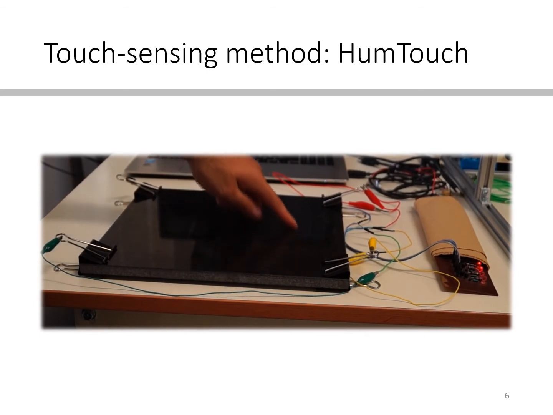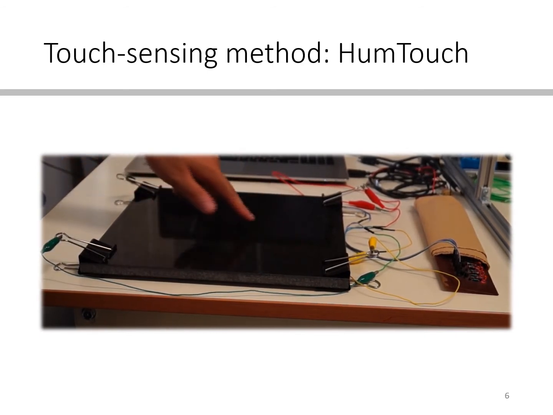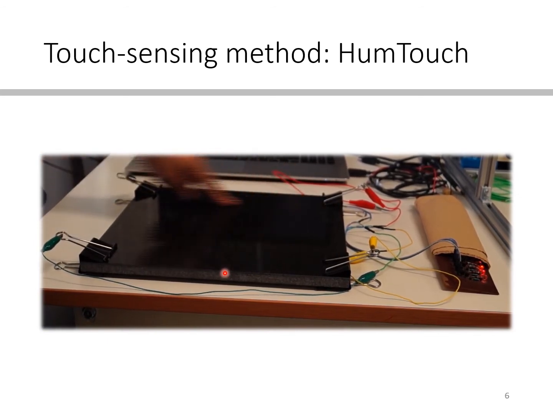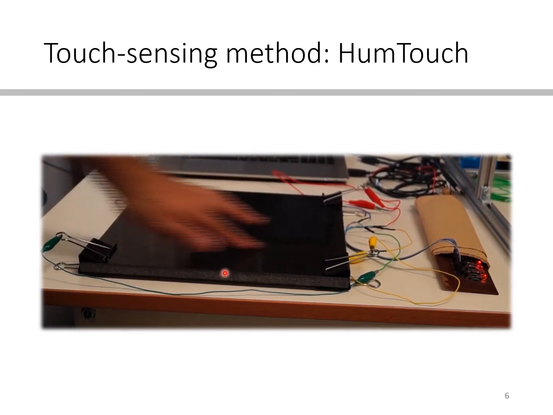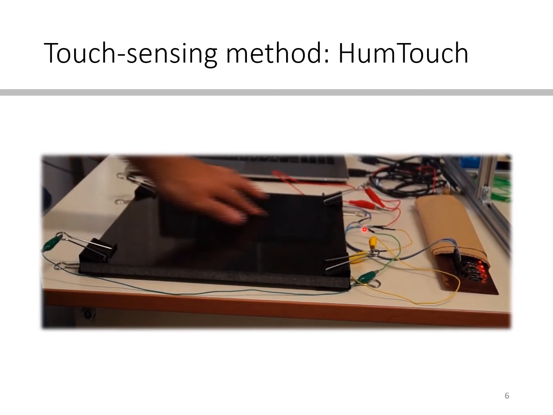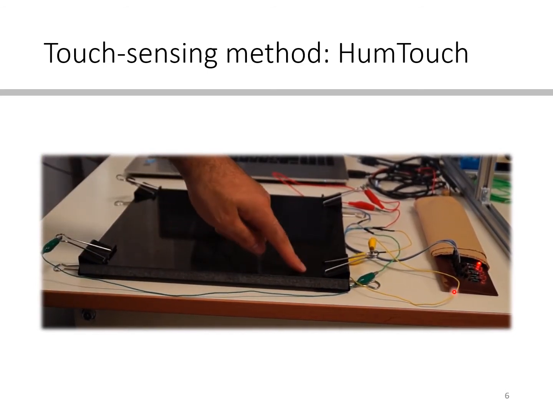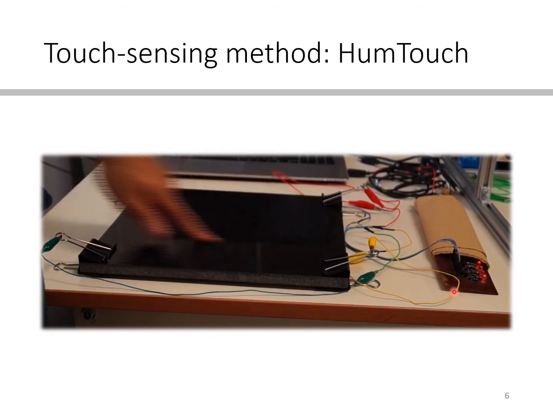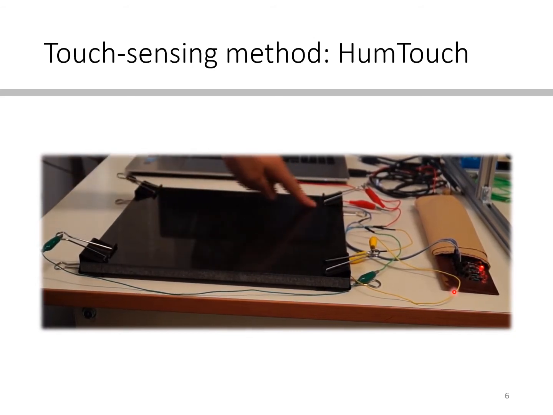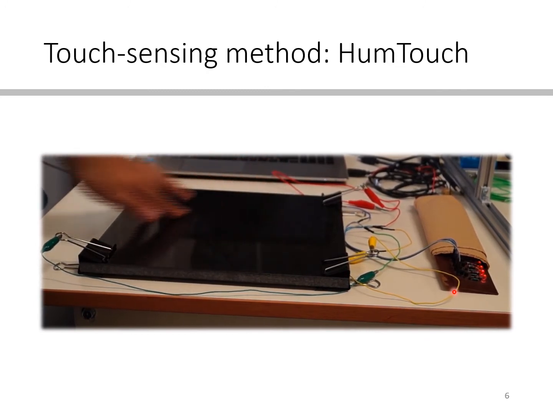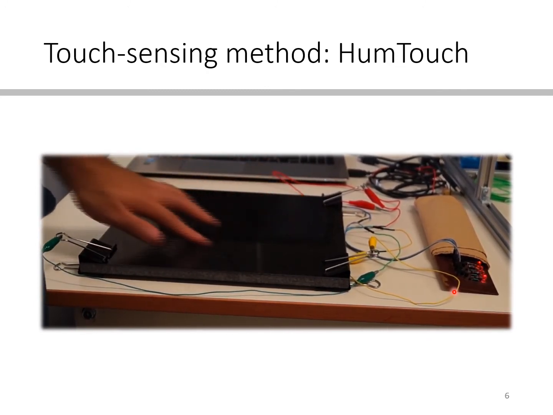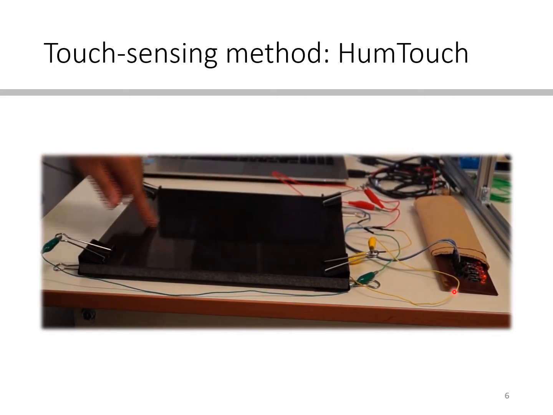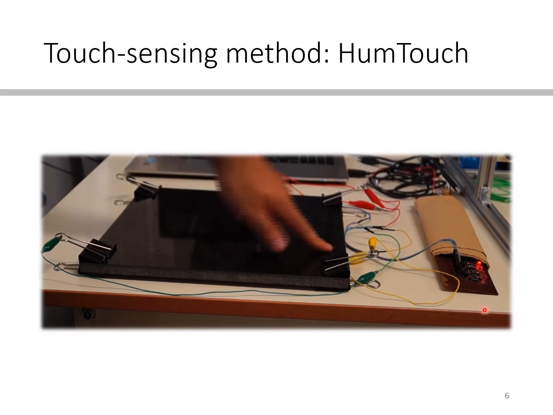Here is another example of HumTouch. In this video, we replaced the paper with a granite stone. The stone was also attached with electrodes and a breadboard with LEDs, and it functions normally like the previous video. As you can see, LEDs shine when the finger contacts the surface, and the brightness changes when the finger moves. These are the demonstrations of HumTouch.